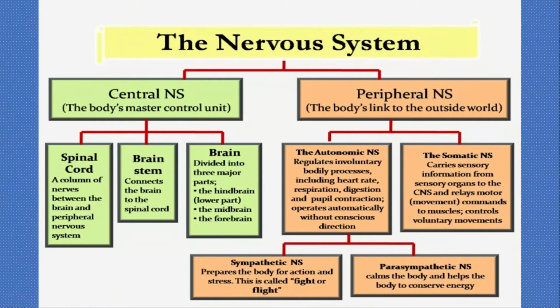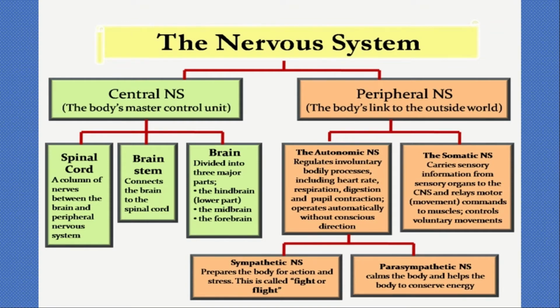Let us know about the nervous system. There are basically two types of nervous system, central nervous system and peripheral nervous system. First we shall know about the central nervous system. It is considered the body's master control unit, which has three basic units in it: spinal cord, brainstem and brain. Spinal cord is a column of nerves between the brain and peripheral nervous system. Next, brainstem connects the brain to the spinal cord. Brain is divided into three major parts: the hindbrain, also known as the lower part, the midbrain, and the forebrain.